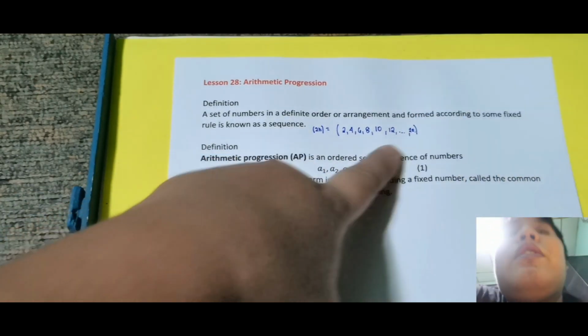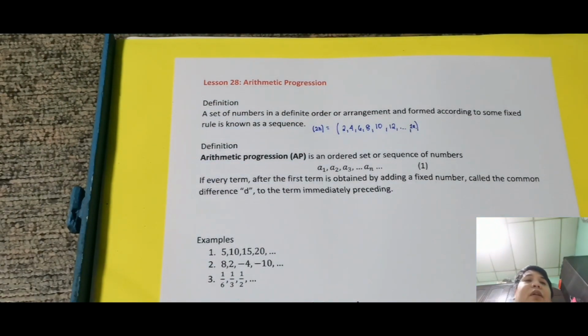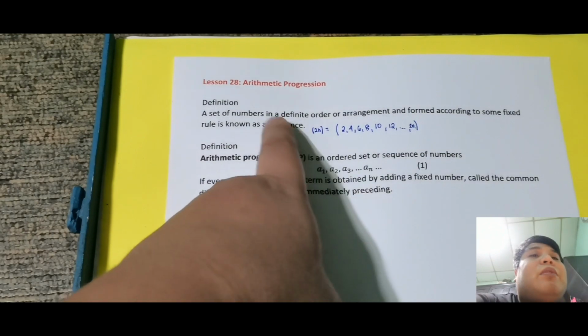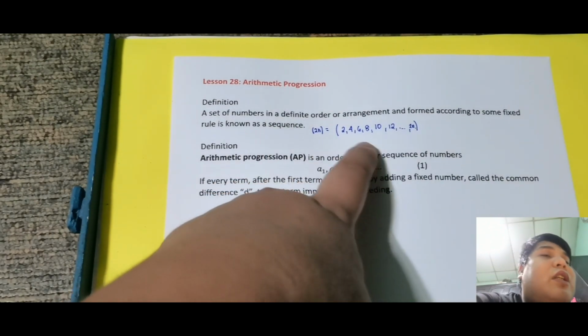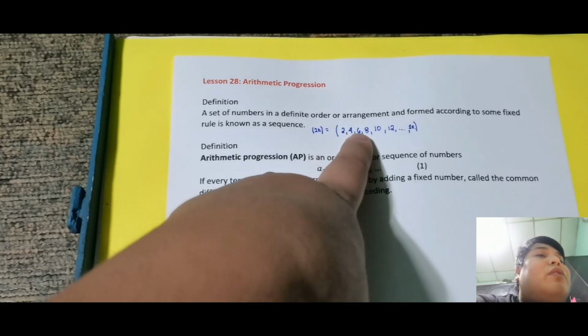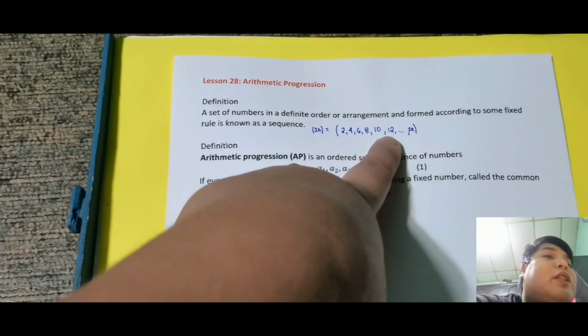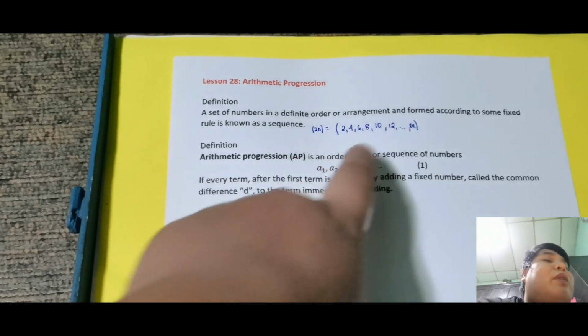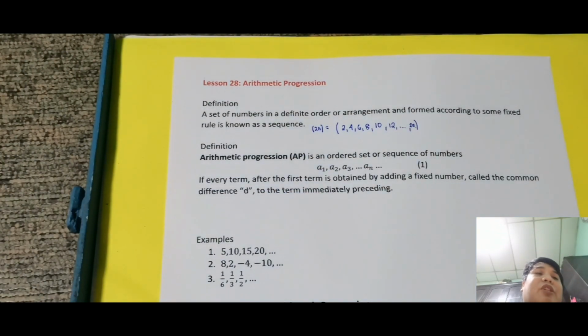Ngayon, si sequence ay mayroong some fixed rule, and yung fixed rule niya is yung 2n. Tapos siya ay definite order, meaning it is increasing. May order siya: ito yung first term, second term, third term, fourth term, fifth term, sixth term, and so forth, and nth term. Tas may arrangement siya.